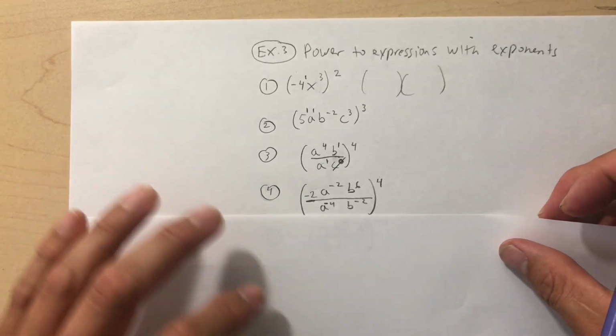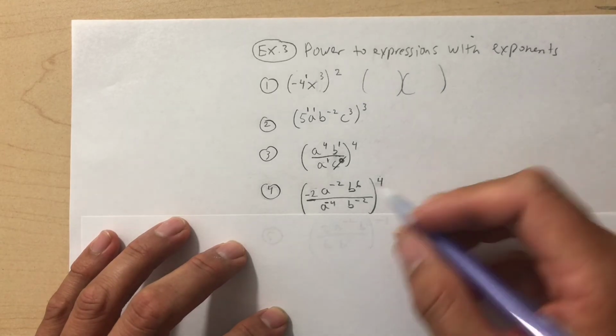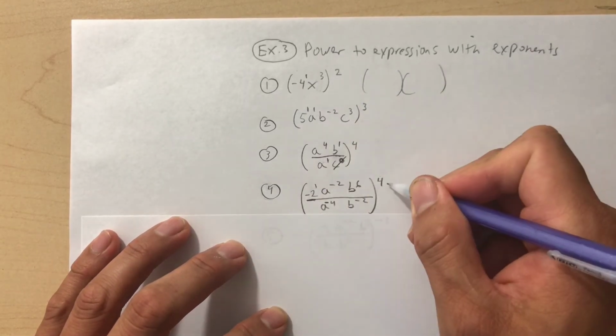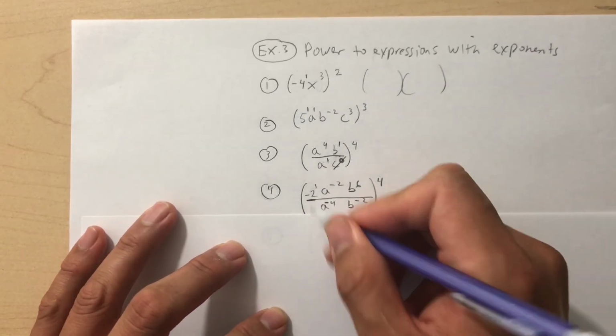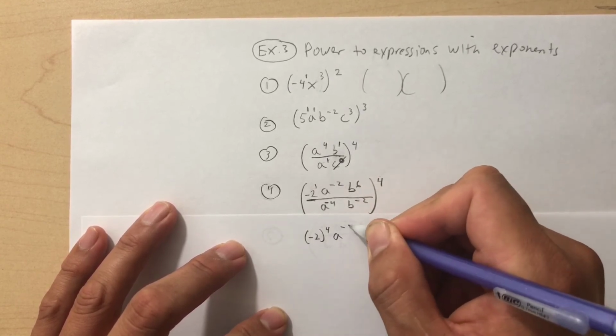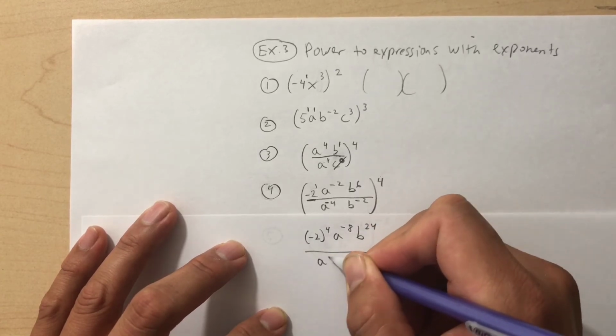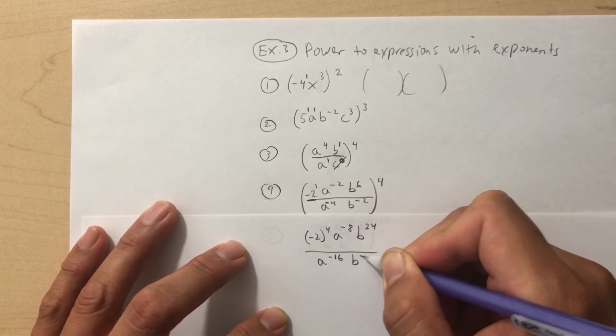Let's do it one more time. Again, don't worry about the exponent. You can move it now, but I just never do it. I always want to get rid of the power of the power first. So multiply that negative, so I use a parenthesis, negative 2 to the 4th power. A to the negative 8, b to the 24th, a to the negative 16, b to the negative 8.